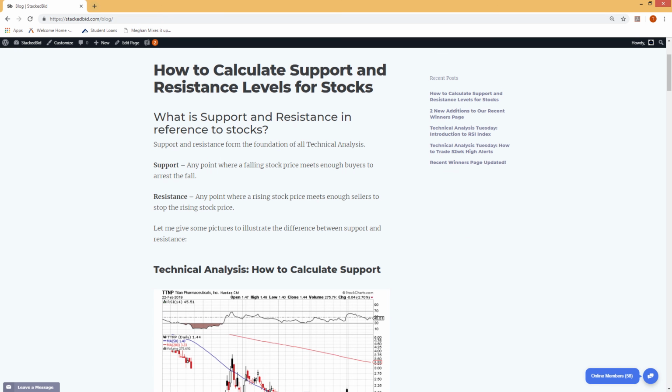We'll actually record that and put that in next week's video. We will be uploading every week. This week we did how to calculate support and resistance. Next week we'll do a trading strategy with this.